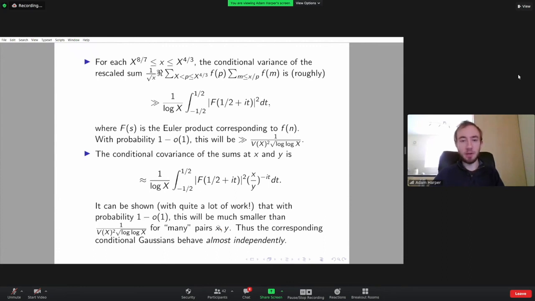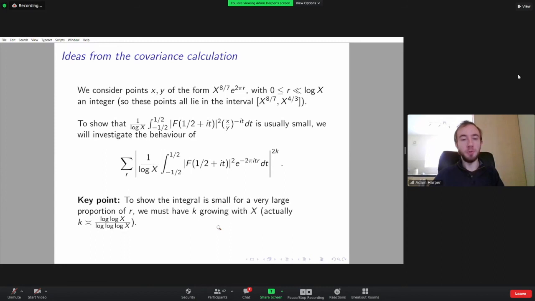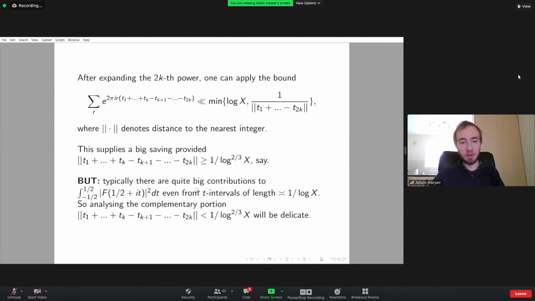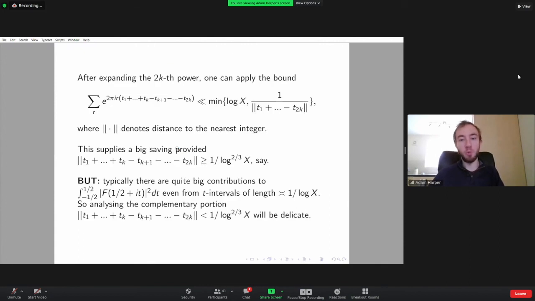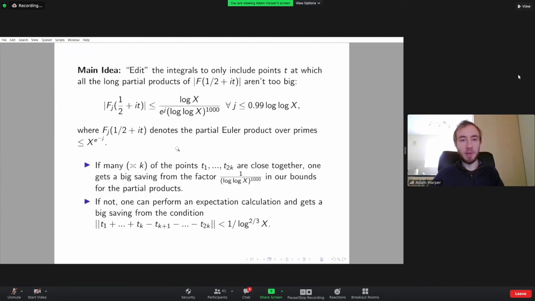So I won't really say anything about how you do this covariance calculation, which is the main technical thing in the proof. It uses some standard analytic number theory tricks for such things. You look at the sum over different points of a big power of the integral that you're looking at, and you try to get some cancellation in that. You expand everything out, but actually doing it is rather delicate. There are big contributions to these integrals from just little ranges of t, and you have to understand their structure quite well to make the argument work. If anybody's interested, they can maybe ask about that.